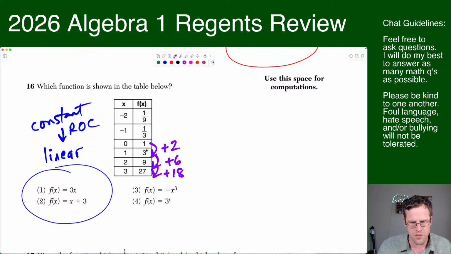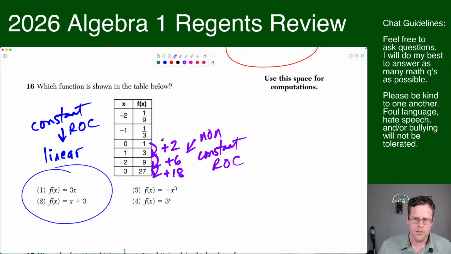3 plus 6 is 9. 9 plus 18 is 27. So you see, this is a non-constant rate of change. Each time, the amount it goes up is multiplying by 3. So you might say, ooh, but not x to the third. It's going to be 3 to the x power. Right? We could even test it.